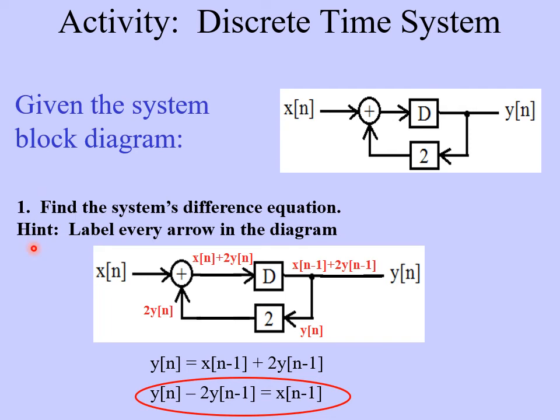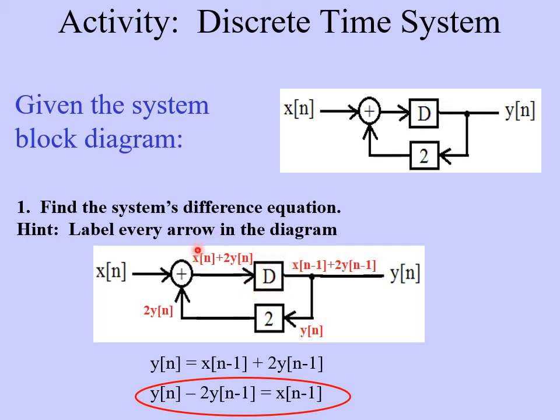Okay, so for the first part of the activity, you're asked to find the system's difference equation, and I gave you the hint here to label every arrow in the diagram, and that's absolutely essential to get it right. So what I'm going to do here is start over here on the right side, and I've got y of n coming down here. So I'm going to label that y of n, multiply by 2, so this arrow here is 2 times y of n. That gets added to x of n, giving me x of n plus 2y of n coming out of the adder. That then goes through a delay right here.